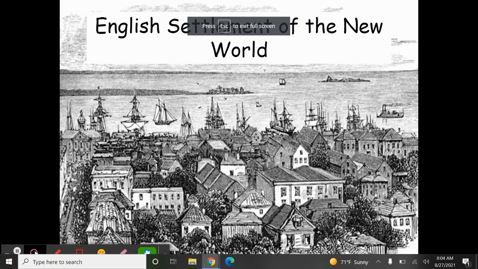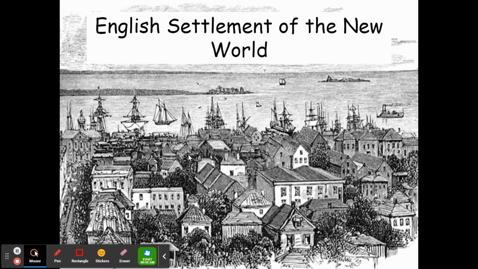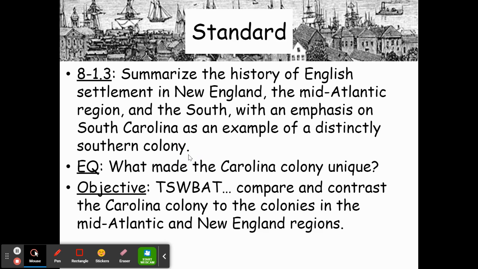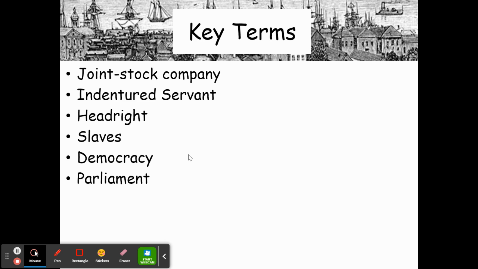All right, so class today, English settlement of the New World. We're going to be looking at this really quickly. Don't worry about the state standard today. That's the old standard. But essentially, we're going to look at the English colonies, what the big deal was, what was kind of happening here in the New World.